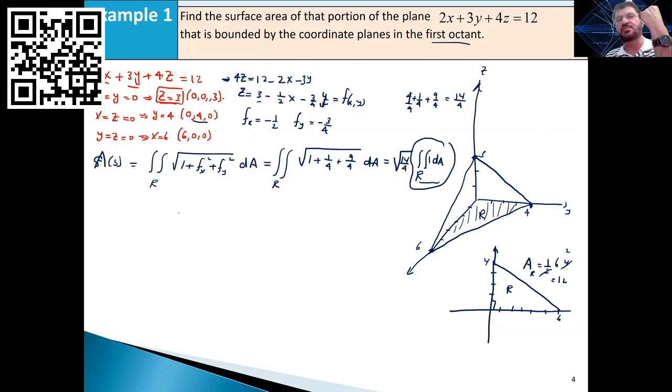So the answer is the square root of 14 over 4 times 12, which is equal to the square root of 14 divided by 2, because the square root of 4 is 2, times 12, which is 6 square root of 14. This is, guys, the surface area of this surface. Got it? That's it. That's all you have to find.